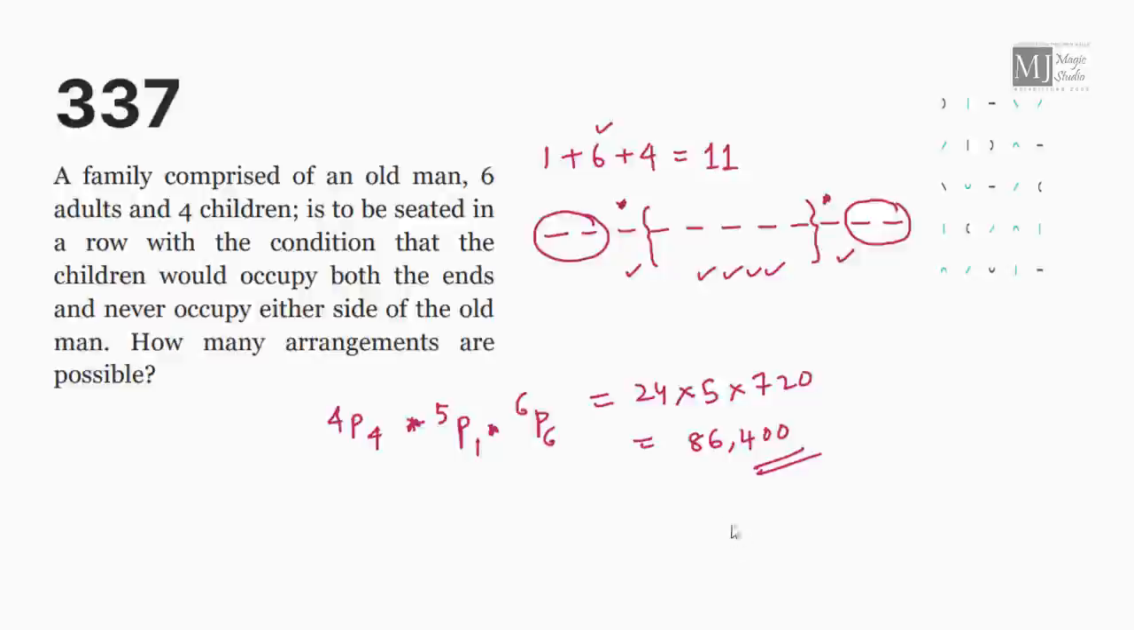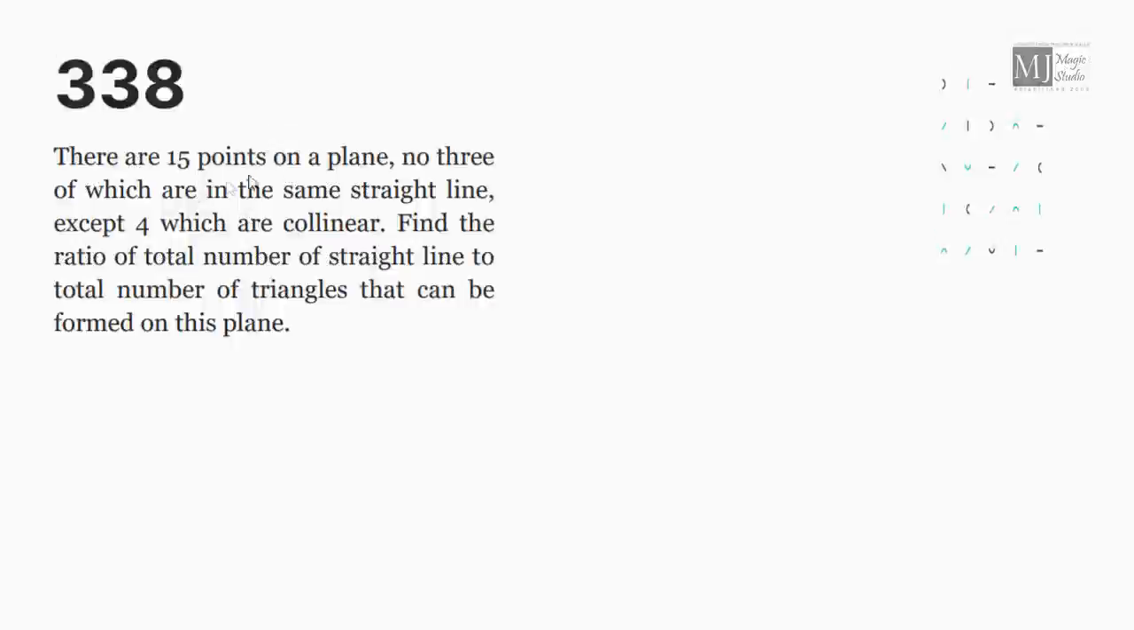86,400 arrangements are possible. There are 15 points on a plane, no 3 of which are in the same straight line, except 4 which are collinear. So if there are m points on a plane, out of which no 3 are collinear, except n of the points which are collinear, then the number of straight lines that we can form is mC2 minus nC2 plus 1.